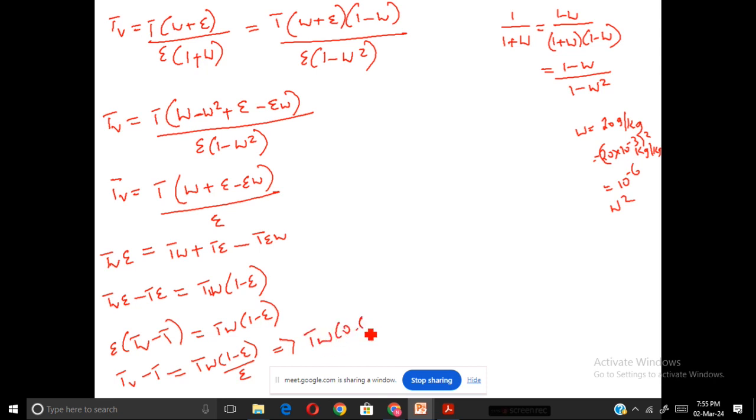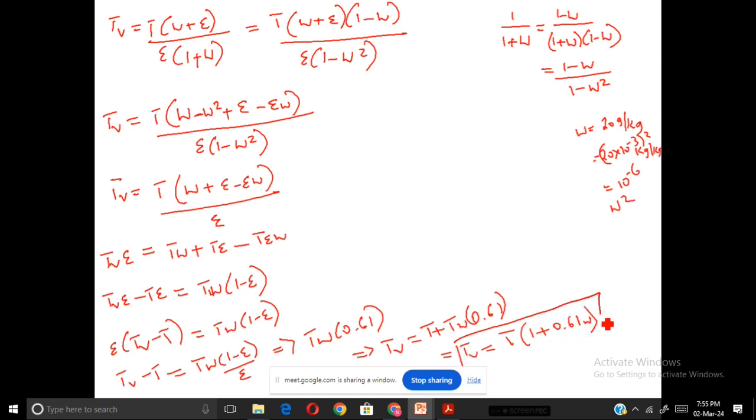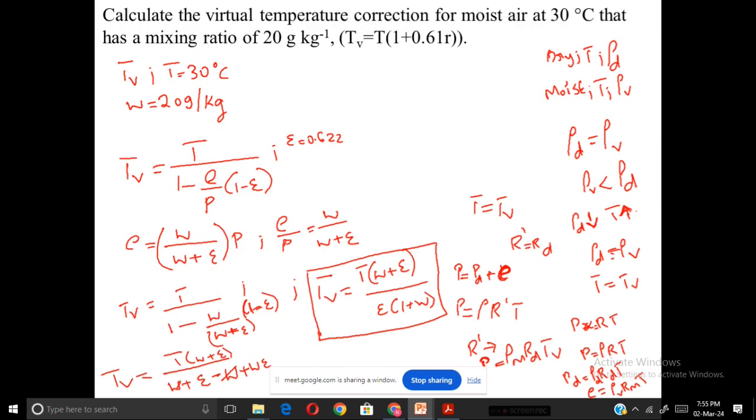TW into 0.61, which can be written as TV is equal to T plus TW into 0.61, which can be written as TV is equal to T into (1 plus 0.61 W). So this is the equation of virtual temperature in terms of actual temperature and the mixing ratio W. I hope the derivation is clear.